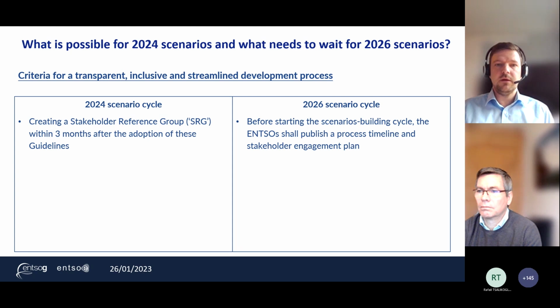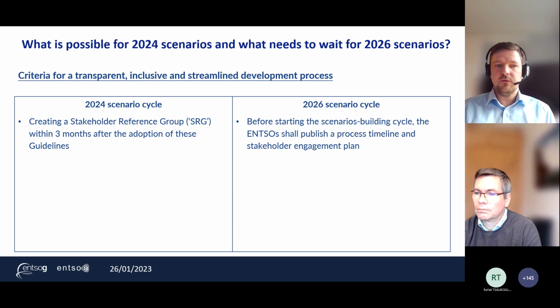And then for the 2026 scenario cycle, at the very beginning of the scenario cycle, we can publish a process timeline. We can publish a stakeholder engagement plan. Everything we have then set in a good plan in discussion with the SRG.